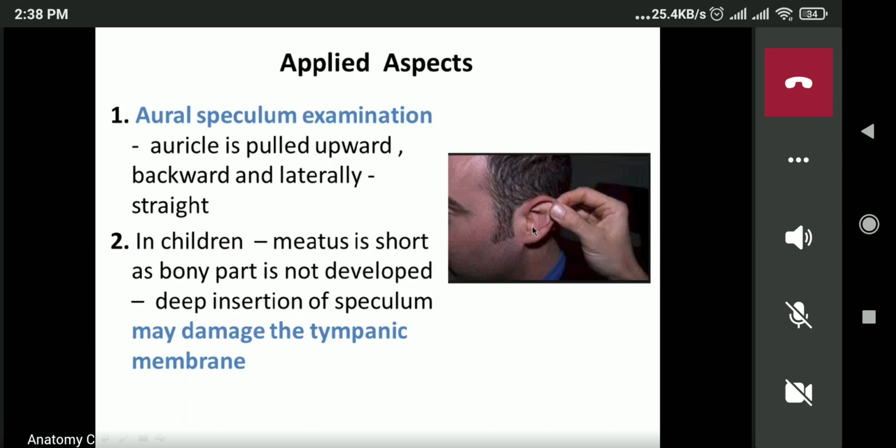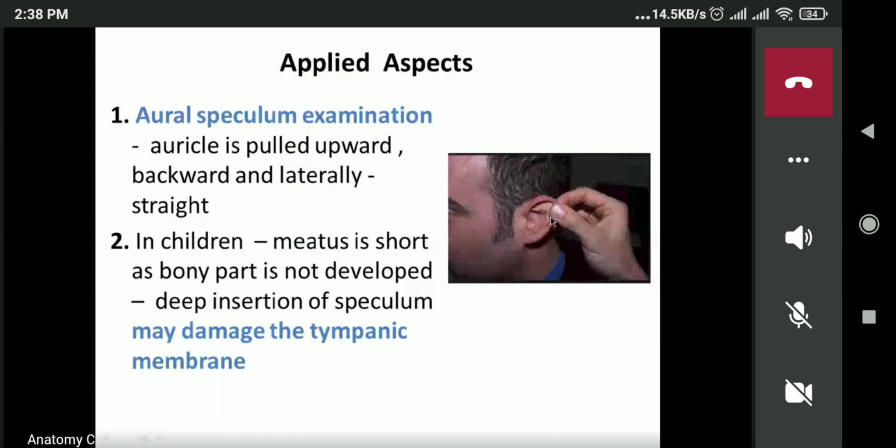See, if you want to visualize the external acoustic meatus as well as the tympanic membrane, you cannot visualize it with your naked eye. You have to use an instrument, which is known as the aural speculum, also known as the ear speculum. So with the help of the speculum, when you are going to examine the external acoustic meatus and the tympanic membrane, you have to pull the auricle like this, upward, backward, and laterally.